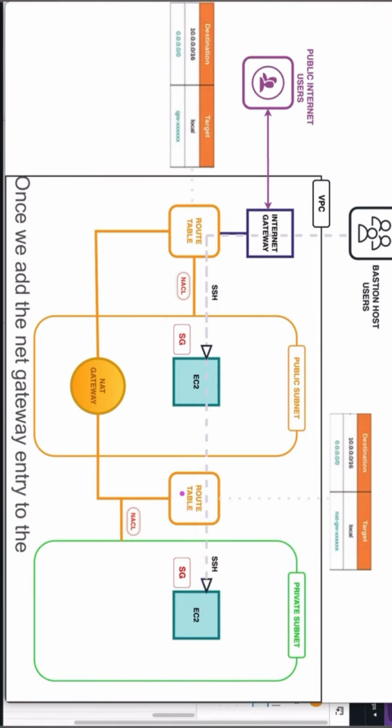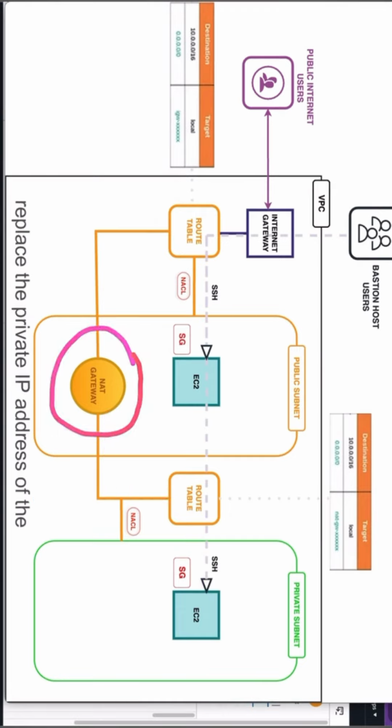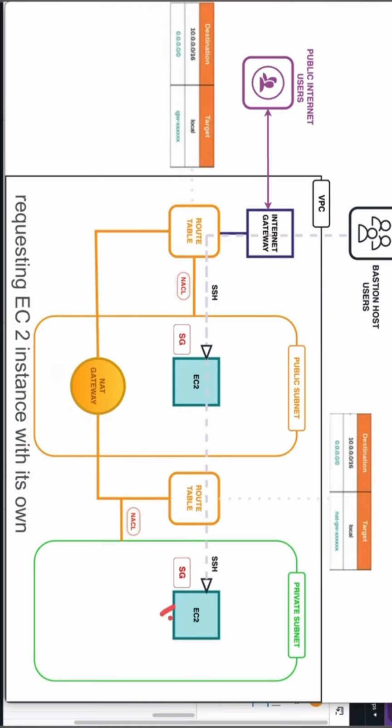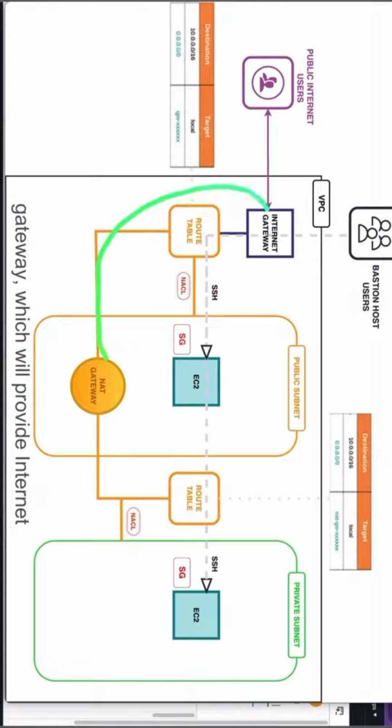So, to provide internet access to the private EC2 instance, the request will first go to the route table. Once we add the NAT gateway entry to the route table, it will redirect the request from the EC2 instance to the NAT gateway. The NAT gateway will then replace the private IP address of the requesting EC2 instance with its own public elastic IP address. Finally, it will forward the request to the internet gateway, which will provide internet access.